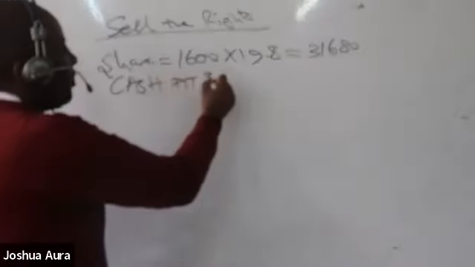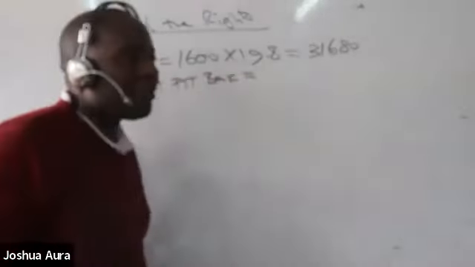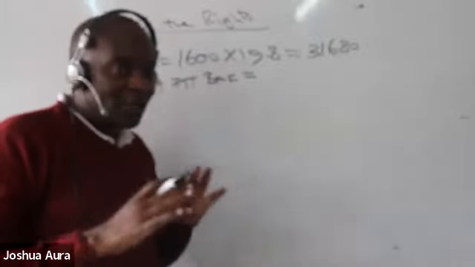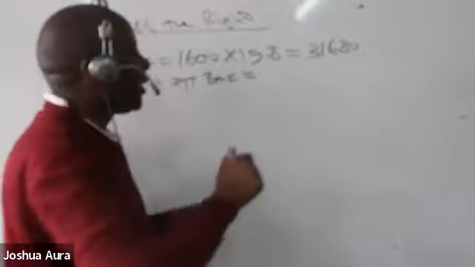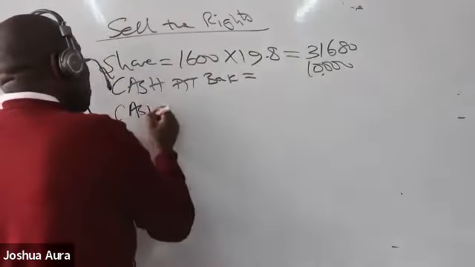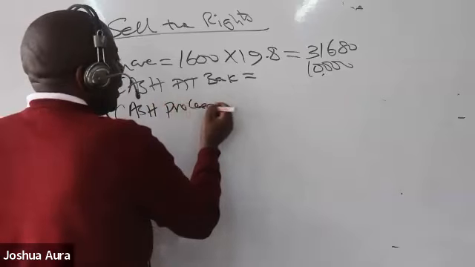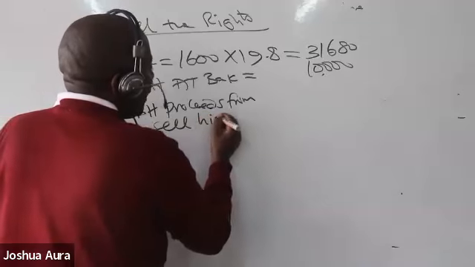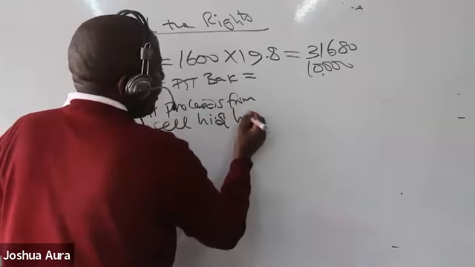And then we have cash at bank. Remember, here we are not really going to touch that money, so cash at bank is 10,000. But now there are also cash proceeds from selling his rights.